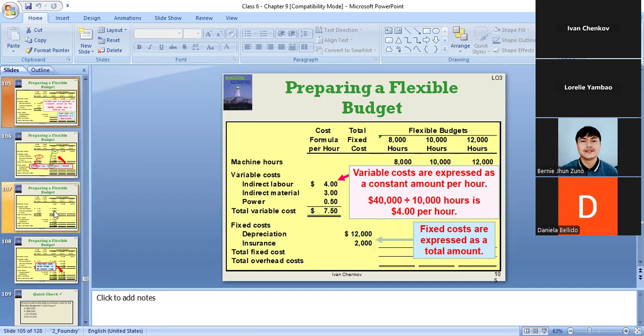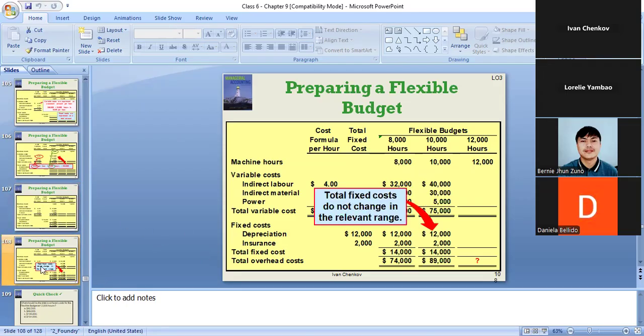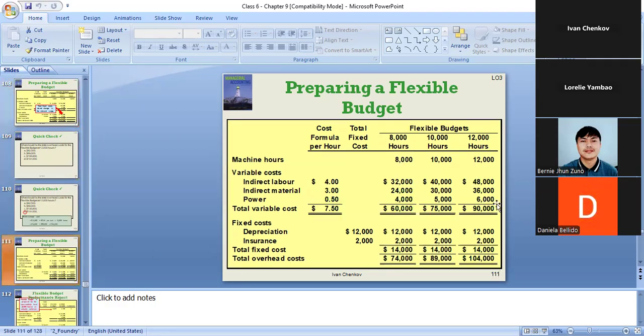Once we do that, using the same logic, the cost per unit is $4, so for 8,000 hours we're going to get the number. $3 for 8,000 hours, we're going to get the number. 50 cents times 8,000 hours, we're going to get the number. And we have our numbers now. For 8,000, then we can prepare for 10,000, then we can prepare for 12,000 units.